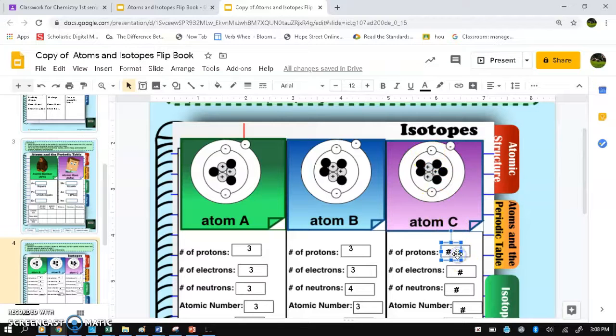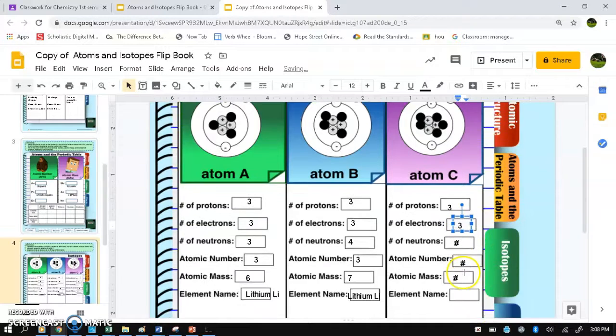Okay, so the protons here, let's count. 1, 2, 3. So we found 3 protons. Once again, we found 3 electrons. And let's count the number of neutrons. 1, 2, 3, 4, 5. There are 5 neutrons. The atomic number, the amount of protons, is 3.